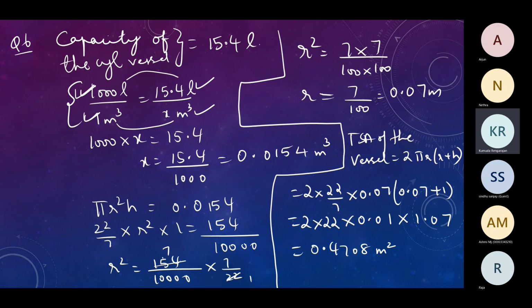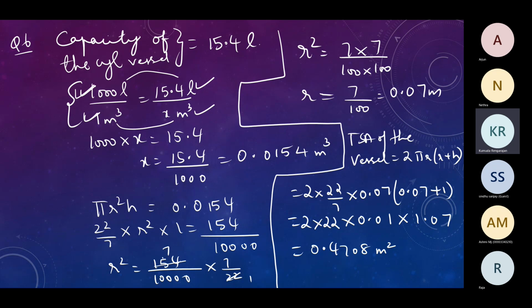The question is to find how many square meters. Let me see the question again. The question says how many square meters of metal sheet would be needed to make it. So how many square meters, meaning meter square, meaning area. What area of the metal sheet is needed?